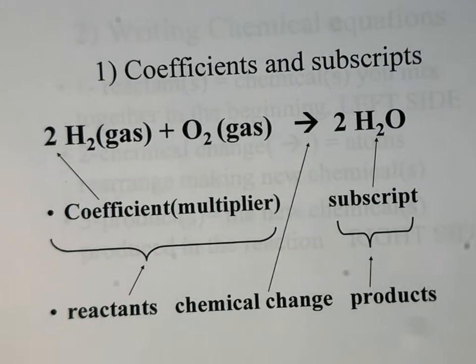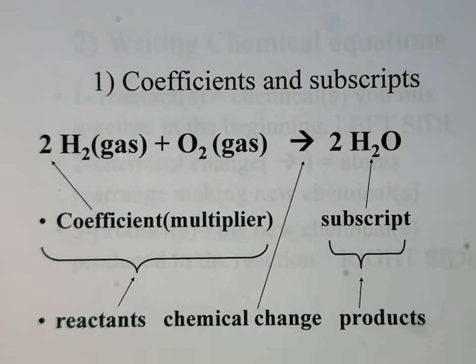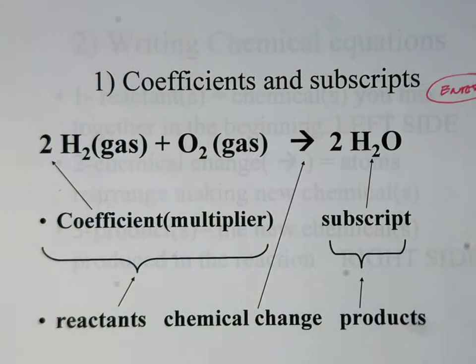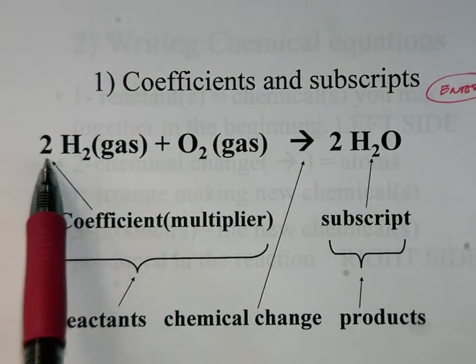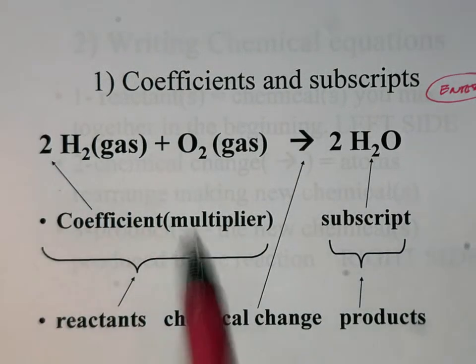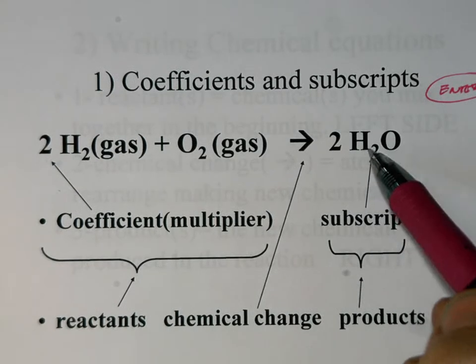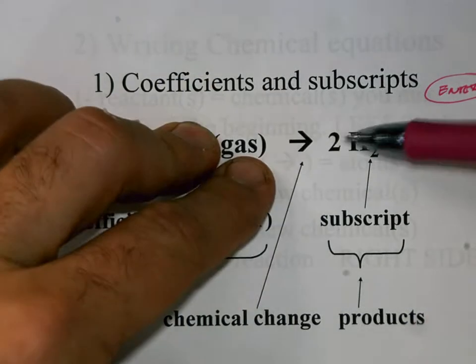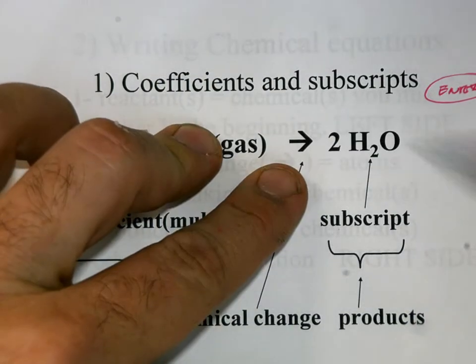Coefficients and subscripts. If you need to pause for a moment to get the title written, please do, because then I'll start explaining this. Remember the enter button to pause the camera. So we've got our equation that we just previously balanced. The coefficient that I've labeled here is a multiplier. Down here, the subscript below the writing tells us how many hydrogens there are in that molecule, and the coefficient tells us how many water molecules there are altogether.